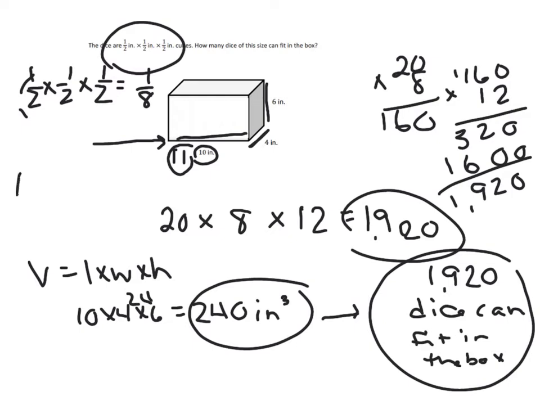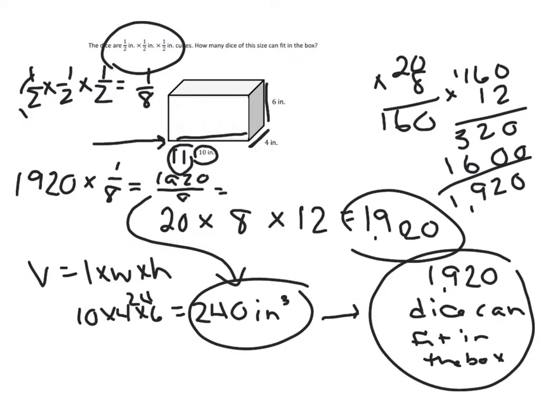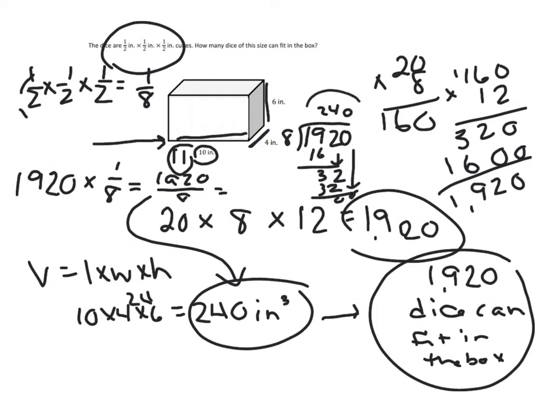So if we take the number of dice, 1,920, and we multiply it by the 1/8 cubic inch cube, we should get 240 cubic inches. So let's do 1,920 over 8. 1,920 divided by 8. 8 times 2 is 16. We get 3. Bring down the 2. 8 times 4 is 32. We get 0. Bring down the 0. 8 goes into 0 zero times. There it is. So that's how these two numbers relate. So 1,920 dice can fit in the box, and the box has a volume of 240 cubic inches.